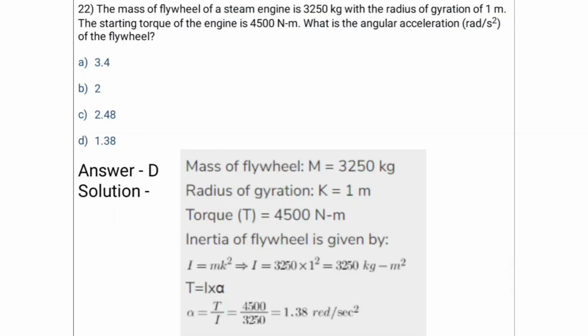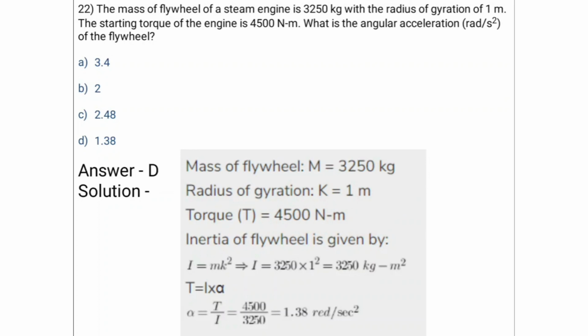So next question, question number 22. The mass of the flywheel of a steam engine is 3250 kg with a radius of gyration of 1 meter. The starting torque of the engine is 4500 Newton meter. What is the angular acceleration? You have to calculate that in radians per second square of the flywheel. So question number 22 is from the flywheel section. The mass of the flywheel is given as 3250 kg. Radius of gyration is given, k is equal to 1 meter. Torque is also given, 4500 Newton meter.